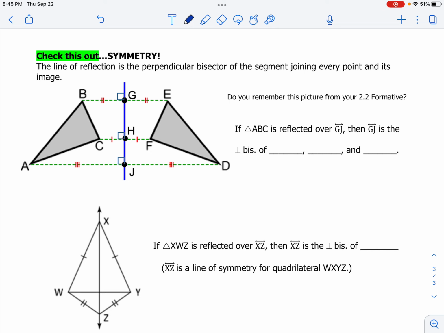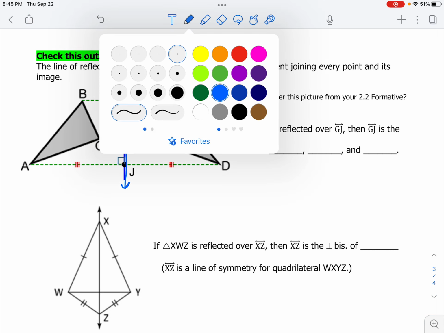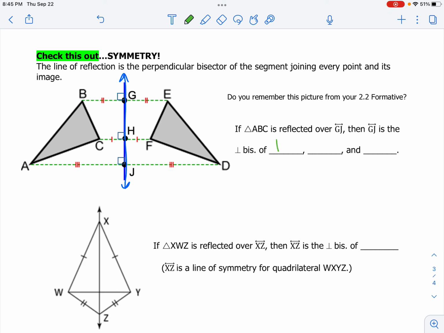Notice we reflect a triangle over line GJ. It did create a perpendicular bisector. Take a look, because you can see there's bisecting, bisecting, bisecting, and you can see right angle, right angle, right angle. Let's take a closer look. This blue line GJ is the perpendicular bisector of segment BE, segment CF, and segment AD.